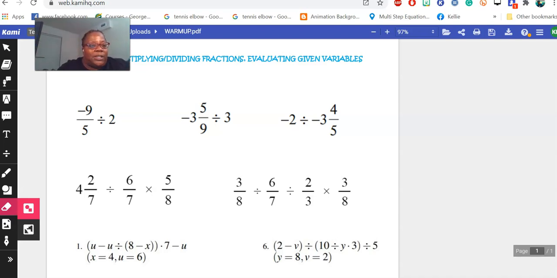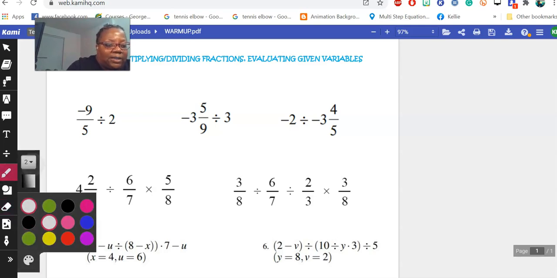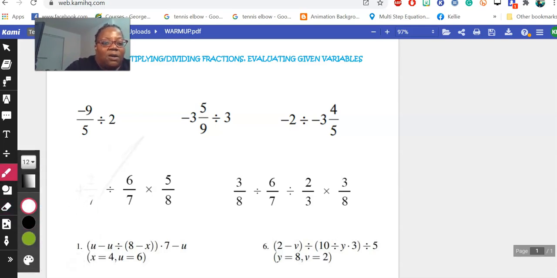All right, so to get straight into it, this is the warm-up that we're going to do on Tuesday. We'll do a few of these problems, starting with the first one, okay? So with the first one, let me make some space here. Here we go. Now I have this.